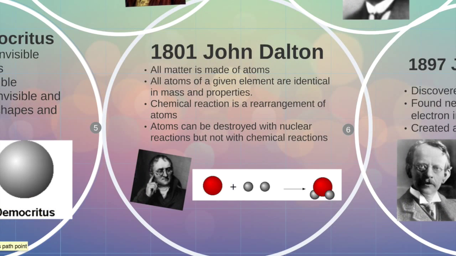In 1801, John Dalton figured that all matter is made of atoms. Atoms are invisible and indestructible. All atoms of a given element are identical in mass and their properties. Compounds are formed by a combination of two or more different kinds of atoms. A chemical reaction is a rearrangement of atoms. Today we know that atoms can be destroyed with nuclear reactions but not by chemical reactions.